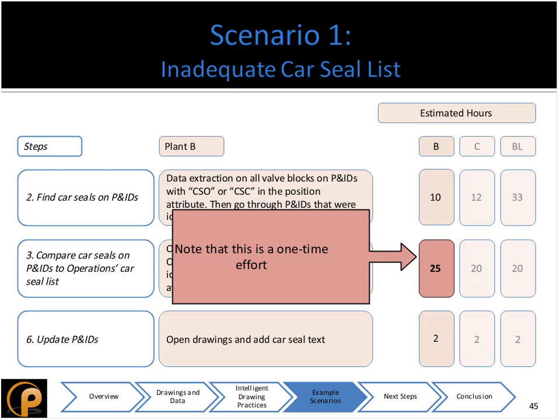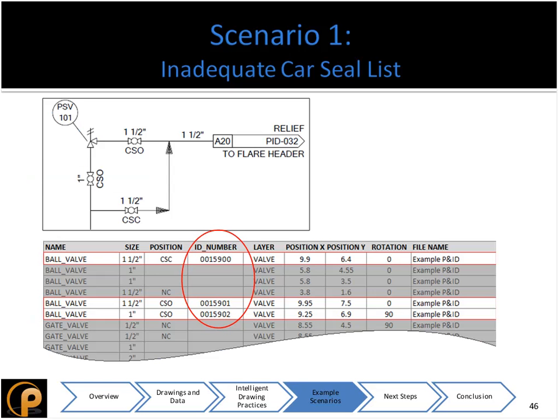So again, I just want to reiterate that this is a one-time effort to go through and to add the car seal numbers to the ID number attribute. This is what that might look like, right? So you might just put whatever ID number is associated with that car seal right in that field so that you can compare that to your operations list.